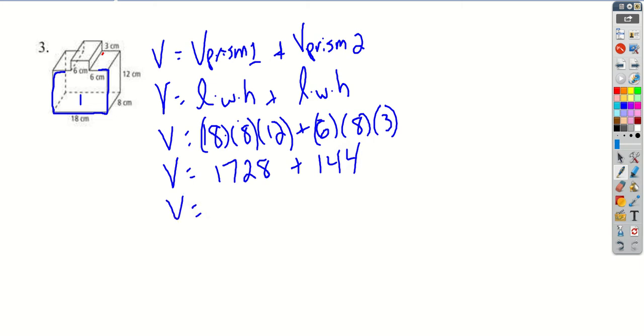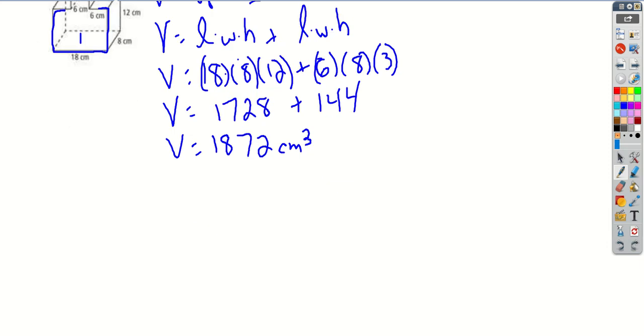And then we add these together. So we're going to add 1,728 plus 144, which is 1,872. And this should be centimeters cubed, volume cubed. I just didn't finish off the bottom of the cube.